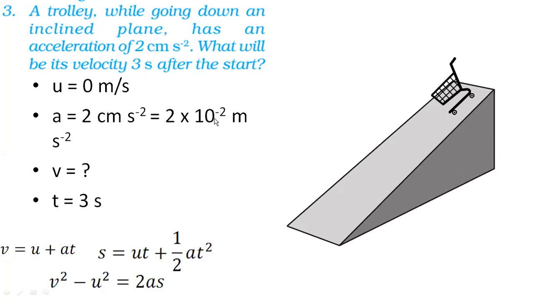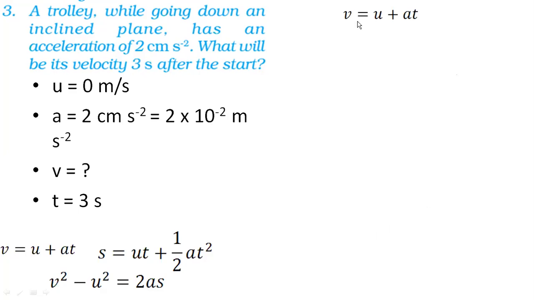Why? Because 1 meter is nothing but how many centimeters? 100 centimeters. Very simple. So all you have to do is multiply with 10 to the power minus 2, and we have converted into meter per second square. Now you put the values. Take the formula v is equal to u plus at. Now you put the values.